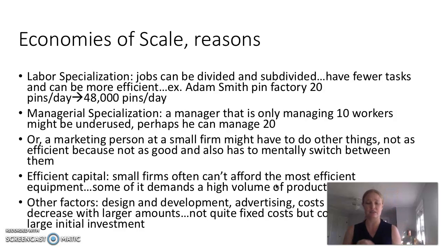And if you had one person cut the metal, do whatever you need to do to make a pin, it can make 20 pins a day. But if the workers specialize, you can make 48,000 pins a day. So with bigger factories, you can have, like, imagine an assembly line or something.